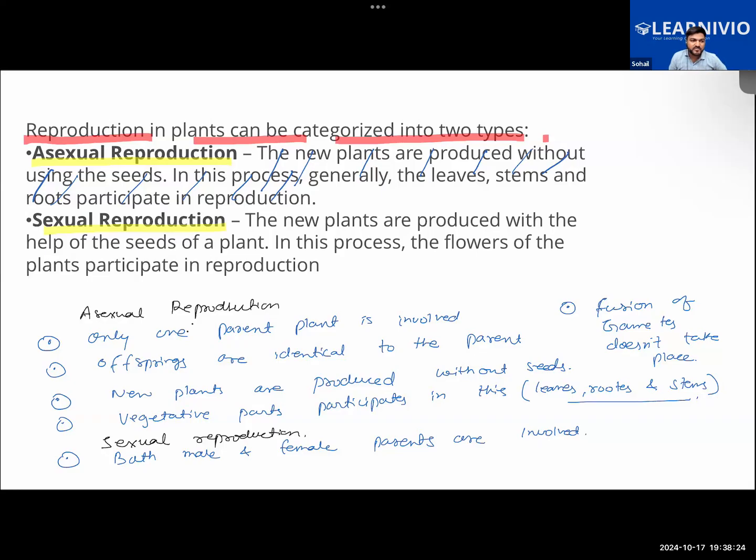In which one does only one parent take part? In which type of reproduction is only one parent required? Sir, asexual. In the asexual reproduction, only one parent will be required. Good. Others have not joined still.